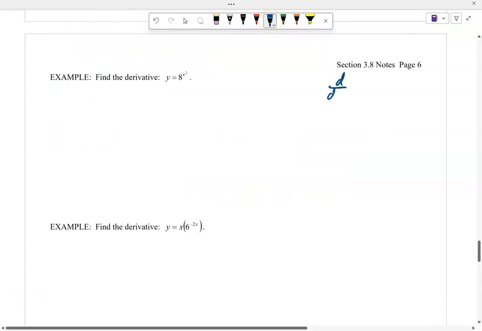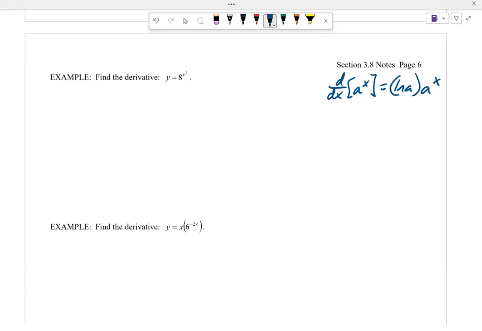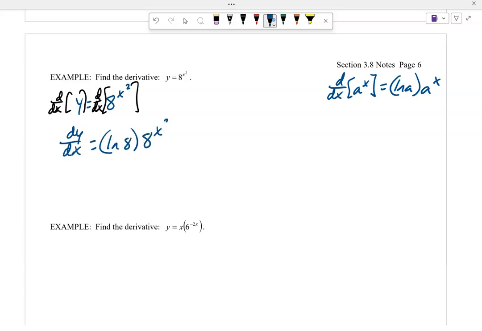All right, so we're going to use the rule here. The derivative of a to the x is ln of a times a to the x, right? So we've got y equals 8, except we don't have 8 to the x. We've got 8 to the x squared. So we're going to have to use our chain rule when we run this. So let's take this derivative. dy dx ends up being ln of 8 times 8 to that x squared, but then chain rule. What's the derivative of x squared? 2x. So our y prime, or dy dx, just ends up being 2x ln of 8 times 8 to the x squared.